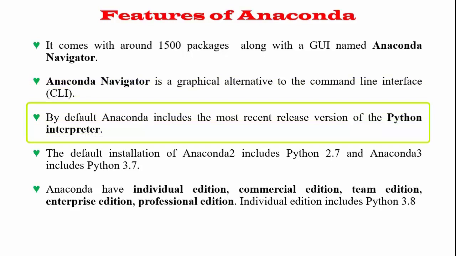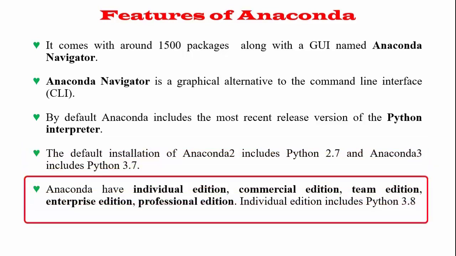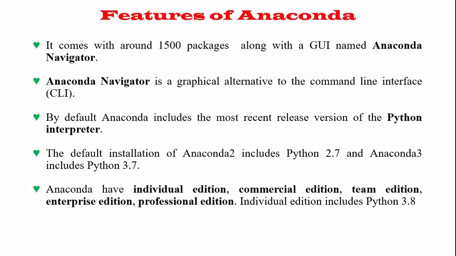By default, Anaconda includes the most recent release version of Python interpreter. The default installation of Anaconda 2 includes Python 2.7 and Anaconda 3 includes Python 3.7. Anaconda has individual edition, commercial edition, team edition, enterprise edition, professional edition. Individual edition includes Python 3.8.